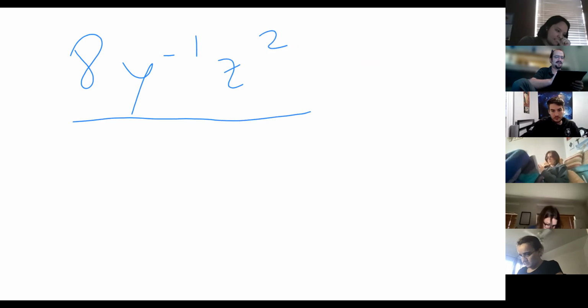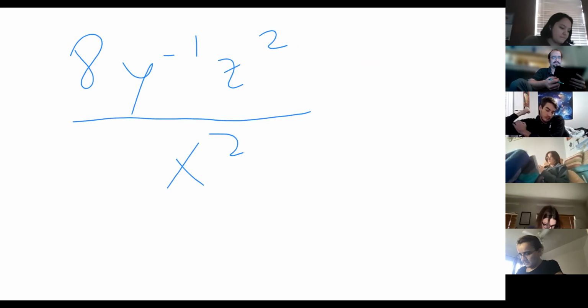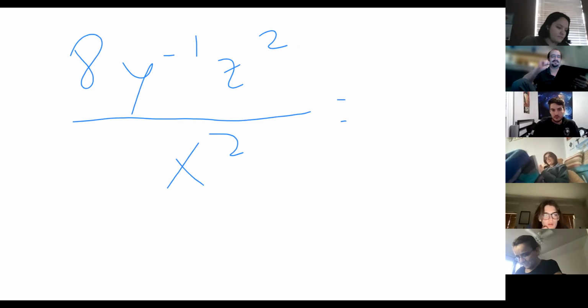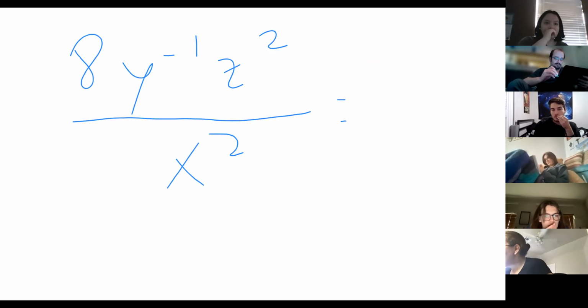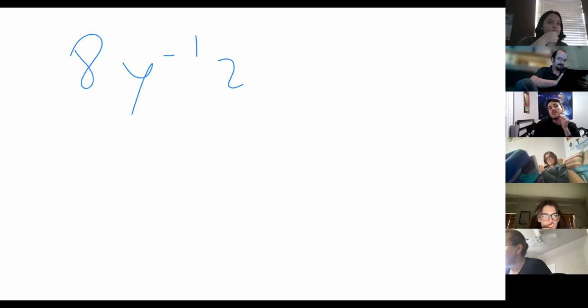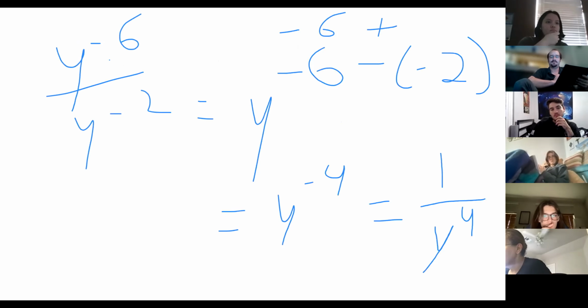Okay. Next one is almost too silly. I think there's just one negative exponent on here, right? What's the answer to the last one? It was 1 over y to the 4th. We got a y to the -4. Just had to flip it.